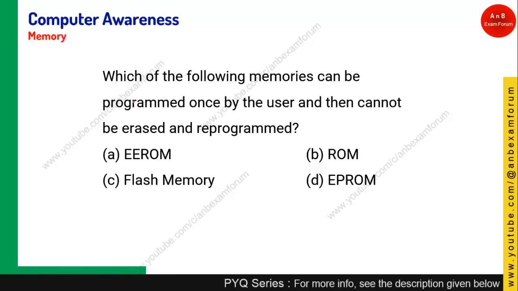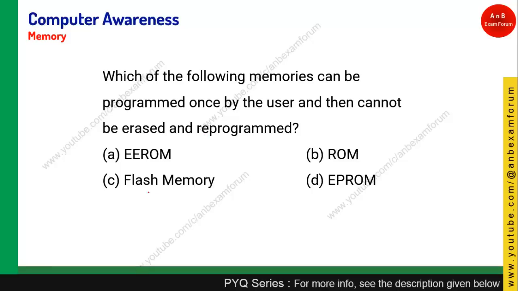Coming to the next question, which of the memory can be programmed once by the user and cannot be erased and reprogrammed? Okay, flash memory, as you know, can be reprogrammed. Flash memory you can consider as a pen drive, so you can read and write a pen drive as many times as you want. But these are only one time. Whenever it is programmed once, it cannot be erased and reprogrammed. They are read-only memory. Once you have programmed, it cannot be reprogrammed again. That's why it has become read-only, right? So option B is the right answer.